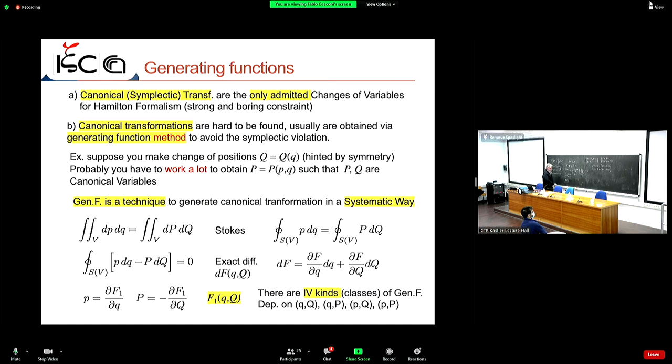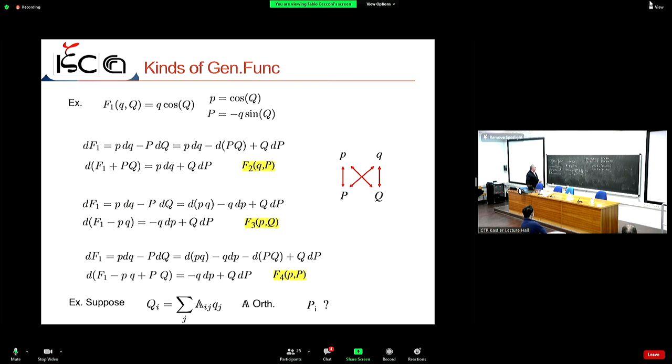This is the first part of the story. There are four kinds of generating function, and this generating function can be obtained from the original. For example, consider this one. You can use this as a canonical transformation, and you see what kind of transformation it is in terms of P, Q, and capital P and small p. Try an exercise for this one, for example.